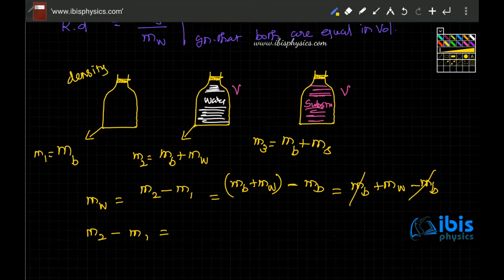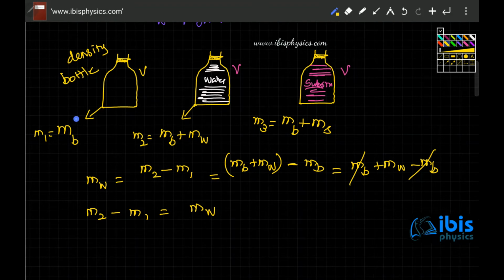This bottle is called a density bottle. In this bottle you have to measure the mass of the bottle separately. Then when you fill it with water, the volume of the water is equal to the volume of the bottle. Then m2 minus m1 will give you only the mass of the water.